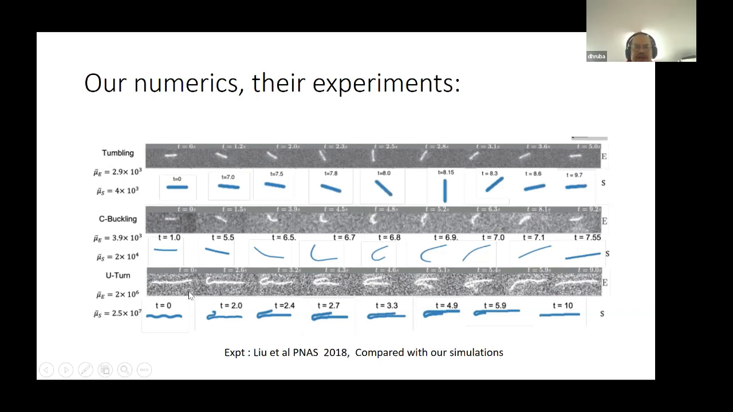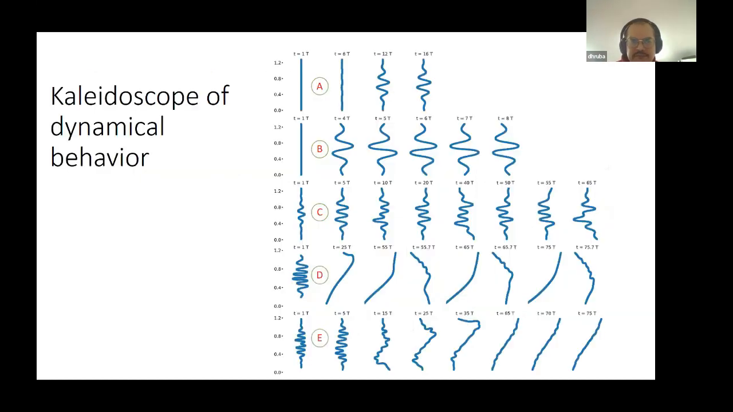All of these grayscale pictures are from experiment, and the blue lines are our reproduction of those experiments, changing the elastic constant of our thread. So this agreement is pretty good. So it is reasonable to believe that what I am going to show you next is also what you expect to see in an experiment.